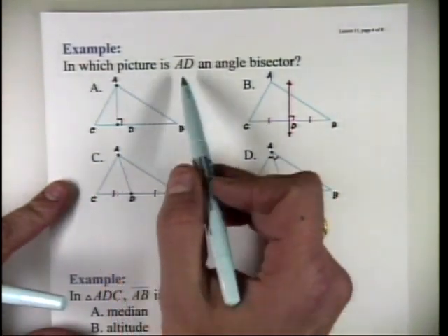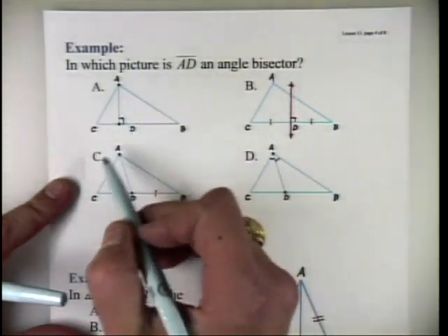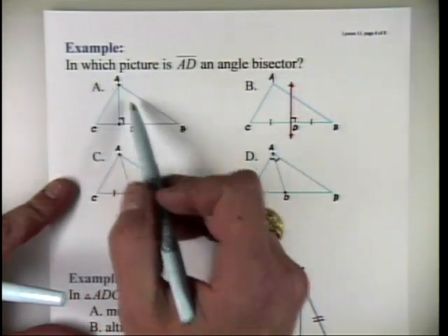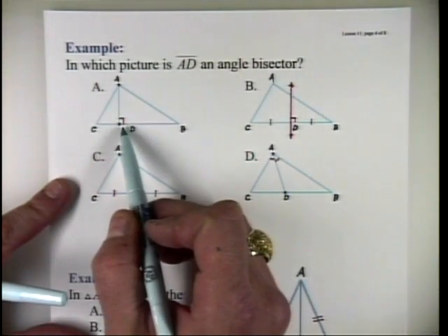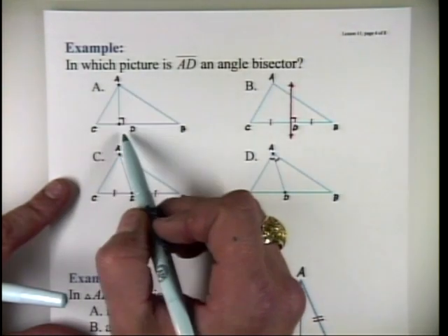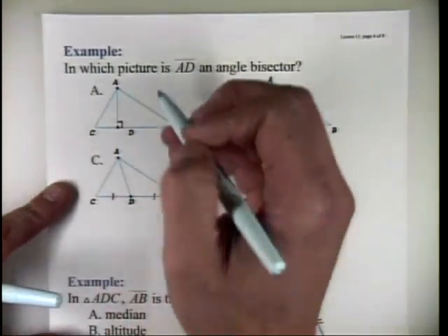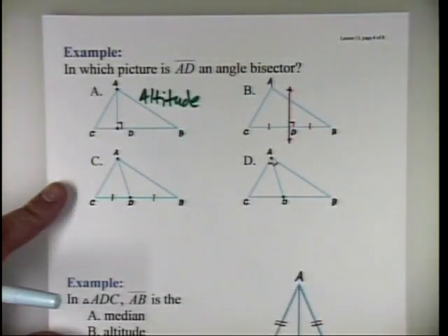In which picture is segment AD the angle bisector? Okay, well let's look at choice A. We have triangle ABC, and we have a line drop down that is obviously a perpendicular. There's no other distinguishing marks, no other tick marks, so all we can say then is that segment AD in this case is an altitude. Okay, so that's not our angle bisector.